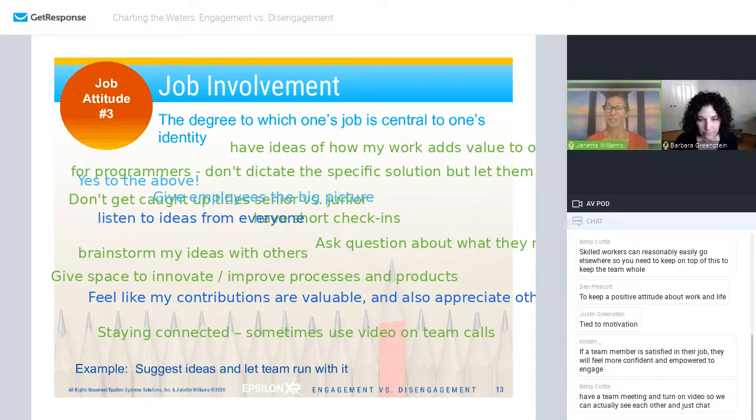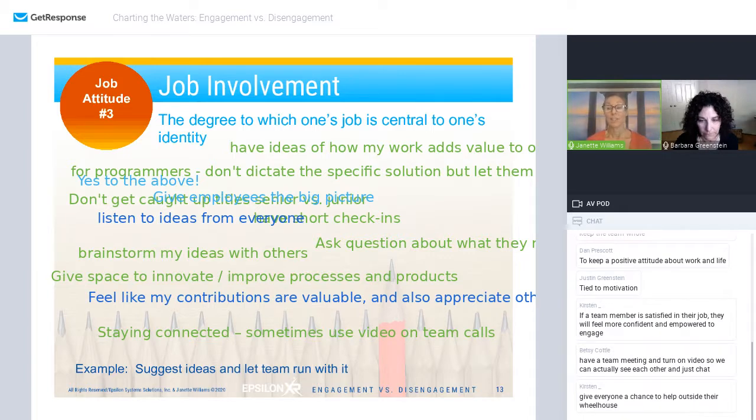Have a team meeting. Turn on video so you can actually see one another. Yeah, it's amazing how many video chat conferences I've been at where people aren't putting up their video, and I feel not as connected with them as I do with the people who show their video. So really great point. Give everyone a chance to help outside their wheelhouse. Absolutely. This is a great time to expand your skills. Once again, going back to creativity, thinking about how to add contribution to the organization in maybe different ways that the organization hasn't done in the past.